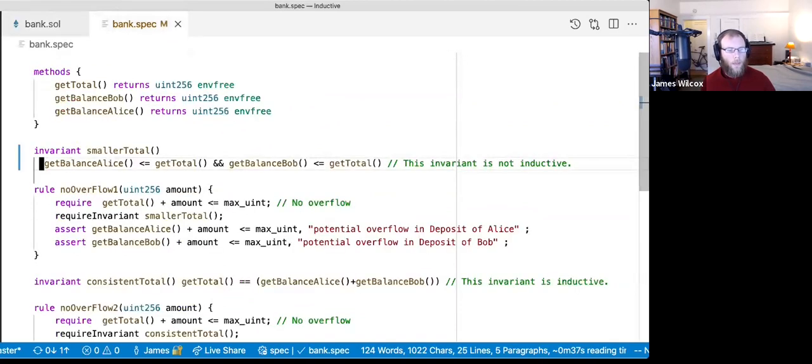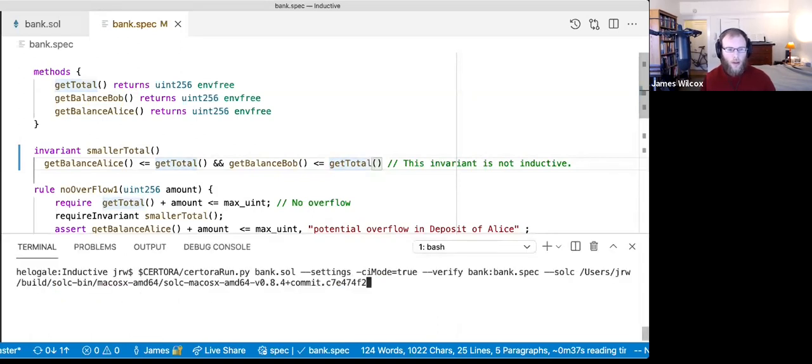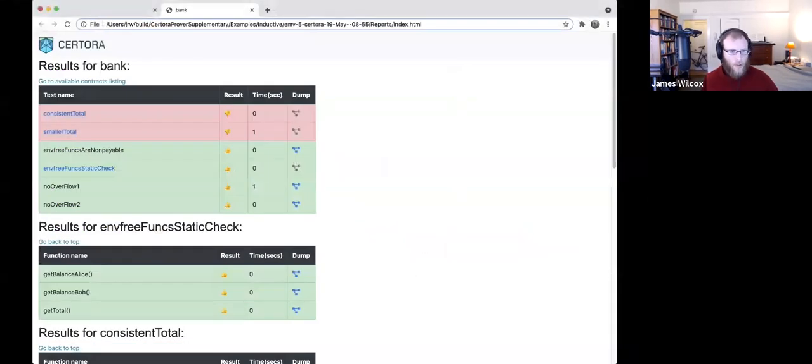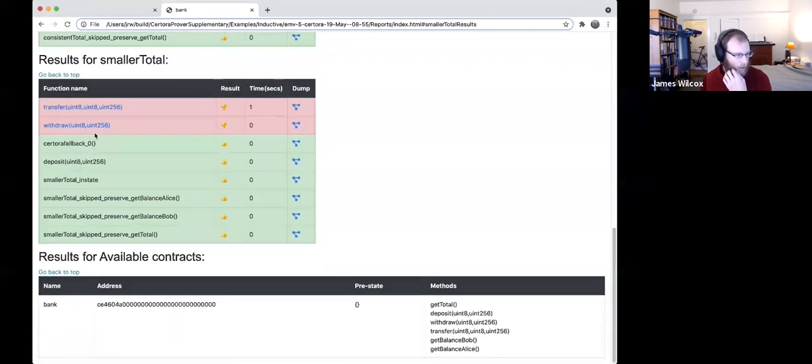Now in our specification file, which we write on the side of the contract, we can state this invariant that we talked about. We can say we want to know that Alice's balance is less than or equal to total, and that Bob's balance is less than or equal to total. If we run this tool on this example, what it's going to tell us is that smaller total, which was the name of that invariant, is actually not true.